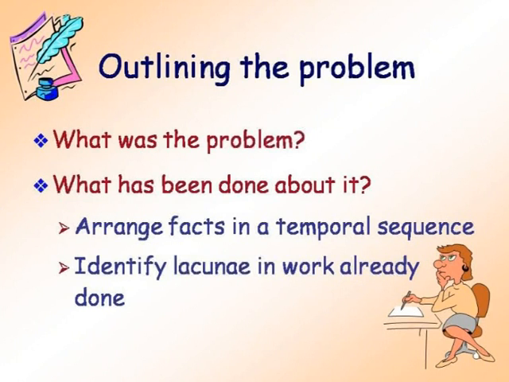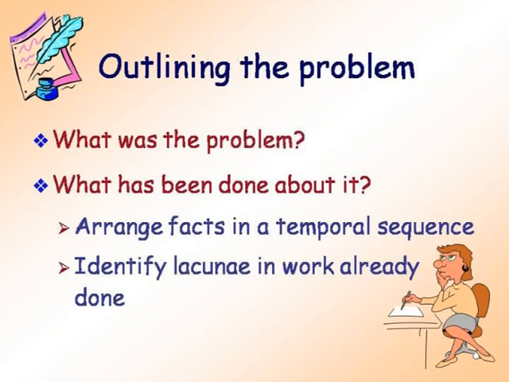What was the problem? What has been done about it? What has been done about it means what have other researchers done about the problem. See, we like to say we are the first person doing something, but it is almost never like that, because we get an idea from someone else. So we need to say what has been done about it. We need to talk about what other workers have done about this problem.